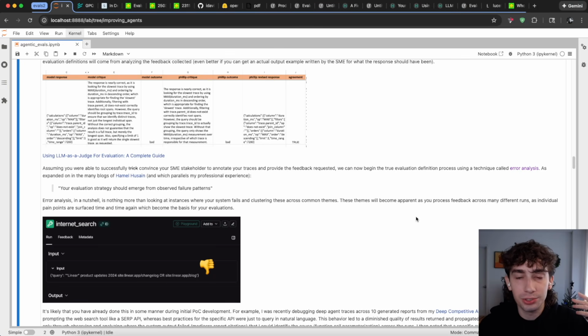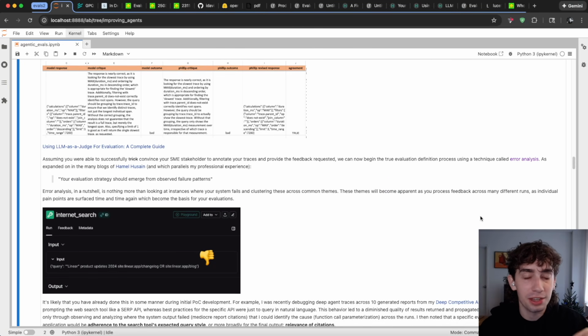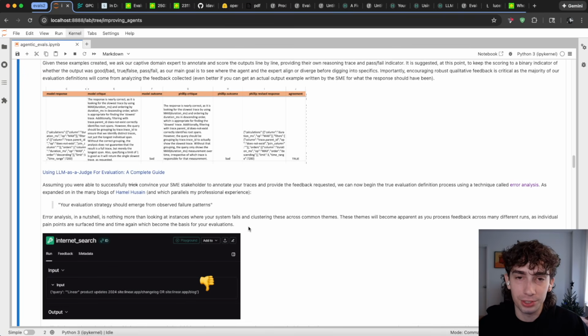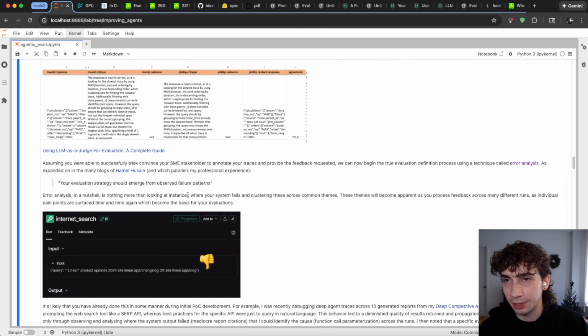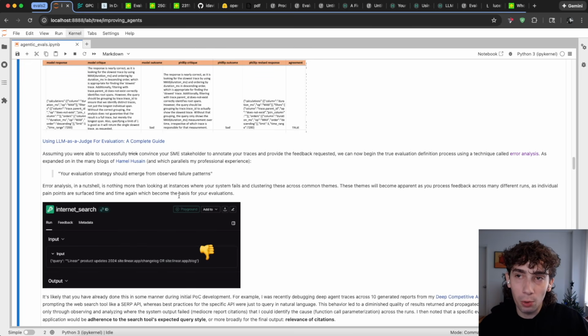This is where we're going to start to see, as we process and look over the feedback from our initial annotation, the individual and specific to our product pain points, which actually cause the system to not be up to the standards of our expert. This goes back to the point that I was discussing about how the actual metrics that you define and evaluate should come in tandem with your development process. Put a little bit more succinctly by Hamel himself here, he mentions that your evaluation strategy should emerge from observed failure patterns. This allows us to get right to the core of what is actually acting up within our system so that we can address it effectively.